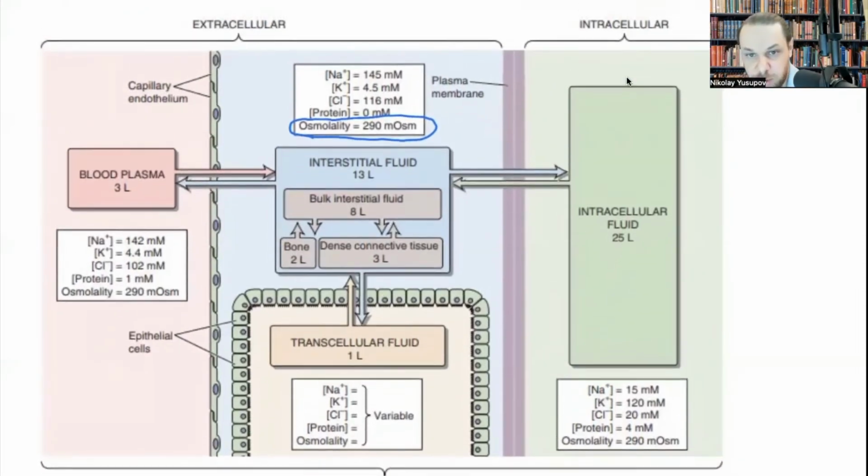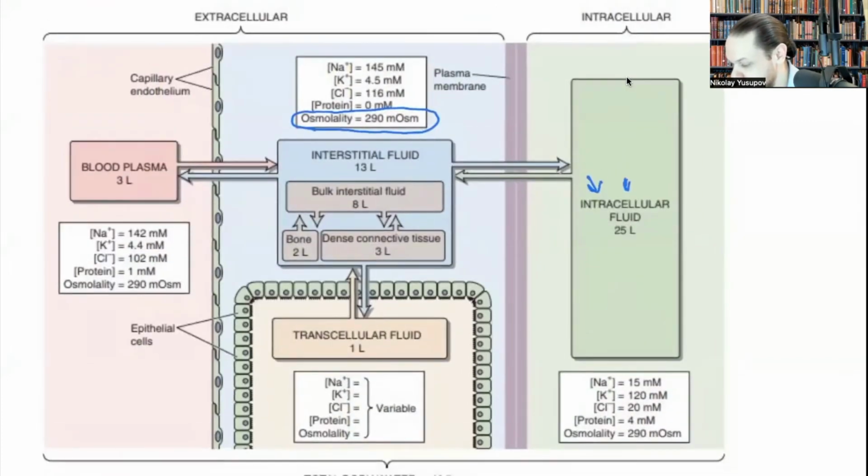Here we have different compartments. There is the intracellular fluid, and intracellular means inside the cells. Here we see the interstitial fluid, which is the fluid found in between the cells. And then here we have the plasma, which is essentially your blood, and we see the exchange that's occurring here.